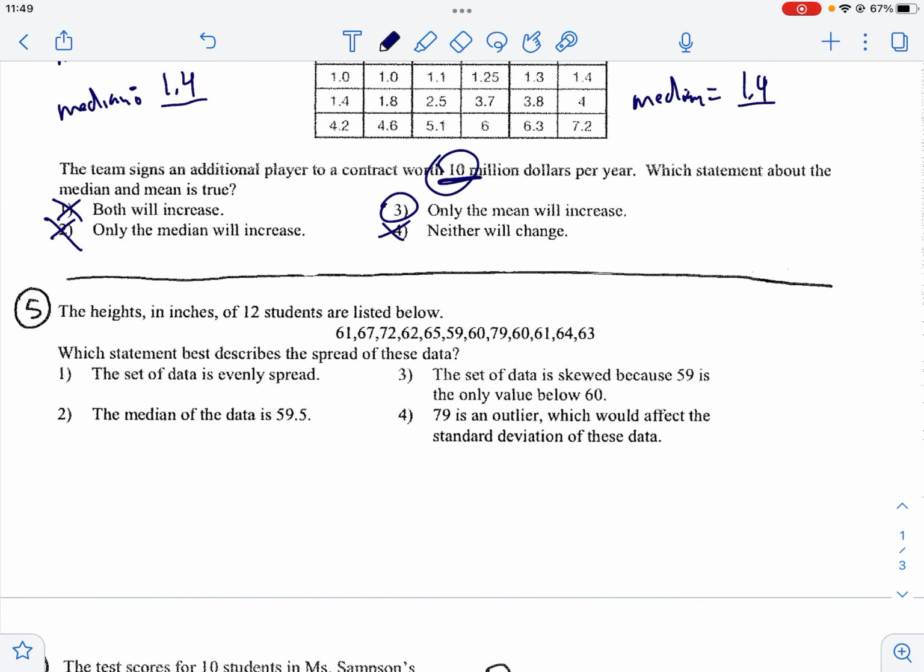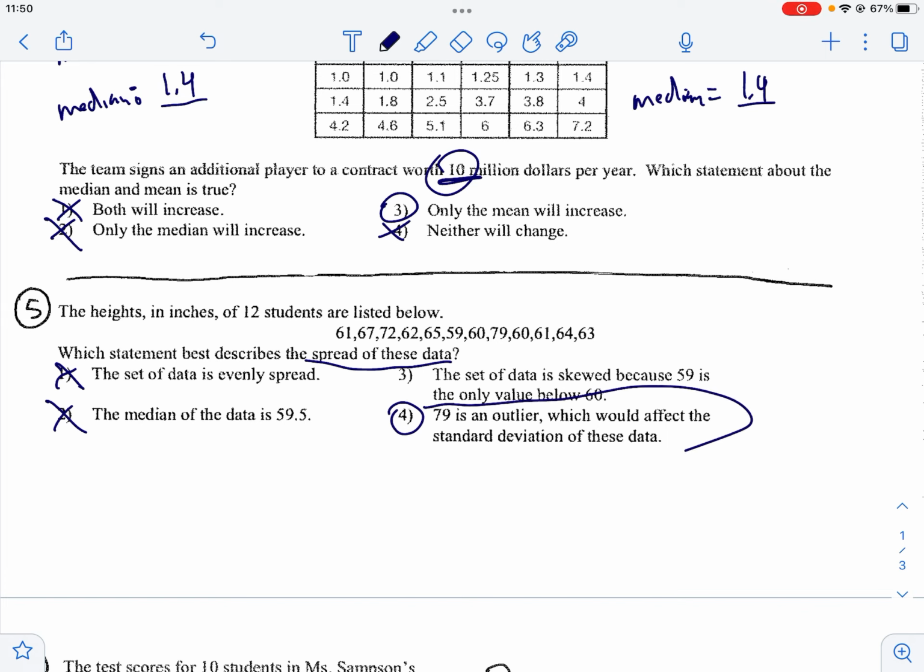For question number 5, we're asked to find the spread of the data. The spread is not something that we typically need to use our calculator for, so let's just examine the data. Looking through, I see most of the data is between 60 and 70. There's 72, 79 are well above 70. 59 is below 60, but it's not that far away from the rest of the data. So first off, we can say it's not evenly spread because 72 and 79 are pretty far away from the rest of the data. The median of the data doesn't make sense. There's no way it could be at 59.5 because there's only one number that's underneath 59.